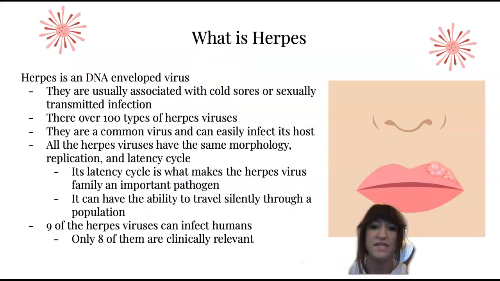So, what is herpes? Herpes is a DNA-enveloped virus that is usually associated with cold sores and sexually transmitted infection. There are over 100 different types of herpes viruses, and they are very common and can very easily infect their hosts. All herpes viruses have the same morphology, replication, and latency cycle. The latency cycle is what makes the herpes virus family an important pathogen, because it has the ability to travel through a population silently. Nine of the herpes viruses can infect humans. However, only 8 of these have humans as the natural reservoir.